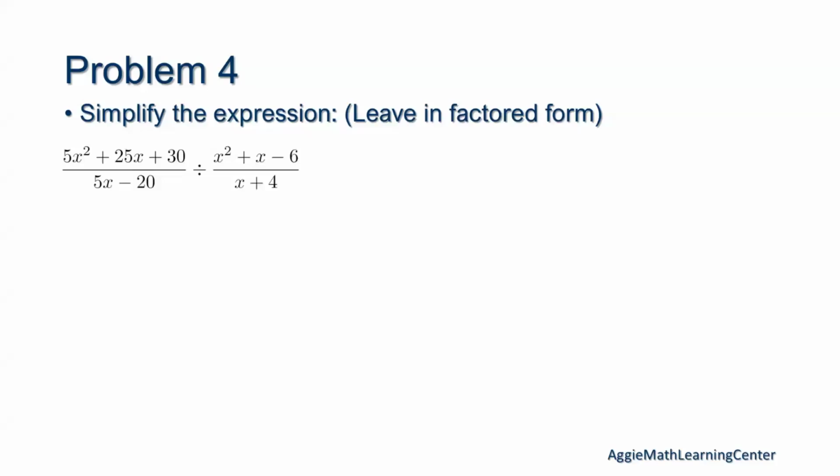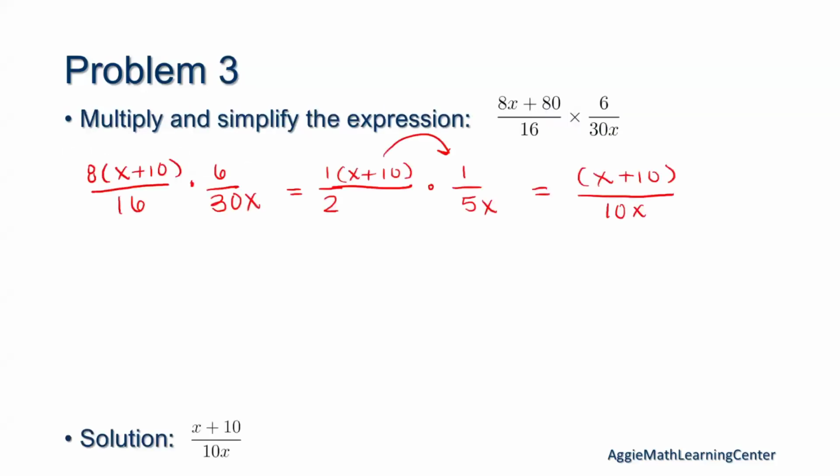Okay. I have a question on the last one. When you simplified the 8 over 16, what if you didn't get a 1 on the top? Say this came out to 3/2 x plus 10 on the top instead. And then on the other one, not a 1 either. Say this one also came out to 4/3.